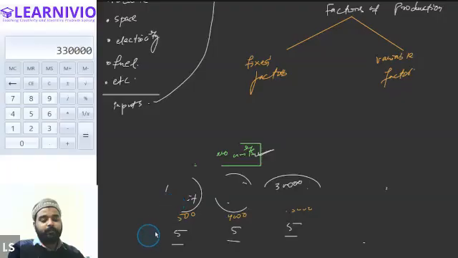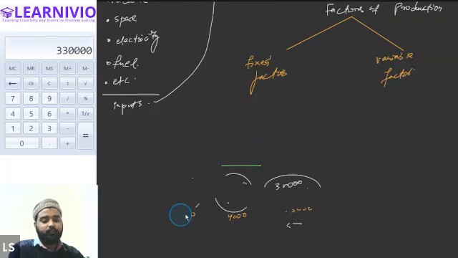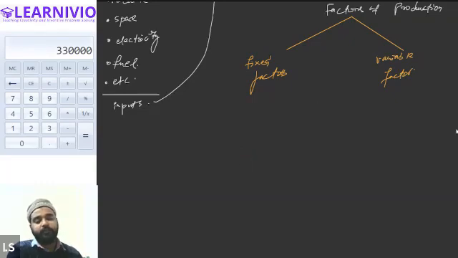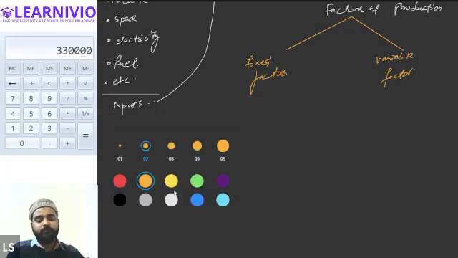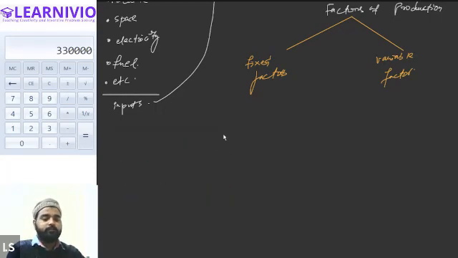So in simple terms, fixed factors are those factors that do not change with the change in the level of output. Similarly, variable factors are factors that keep on changing with the change in the level of output. If you increase the production, the requirement of the variable factor will also increase.